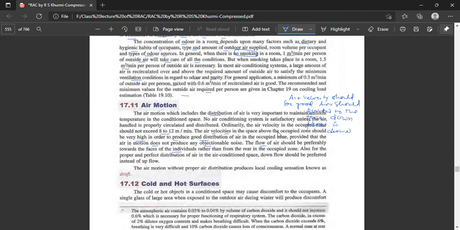Now, air motion without proper air distribution produces a local cooling sensation known as draft. So the room will cool in a particular area only, not the full area, simply because proper air distribution or proper supply air is not ensured here.